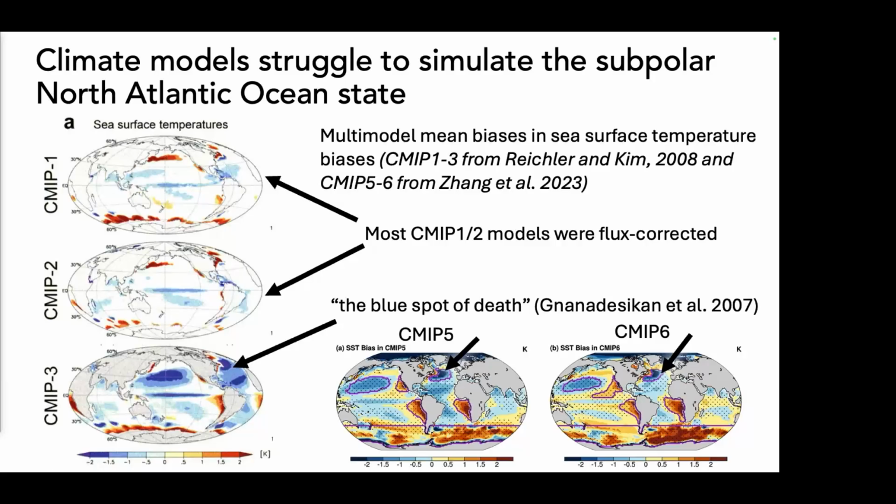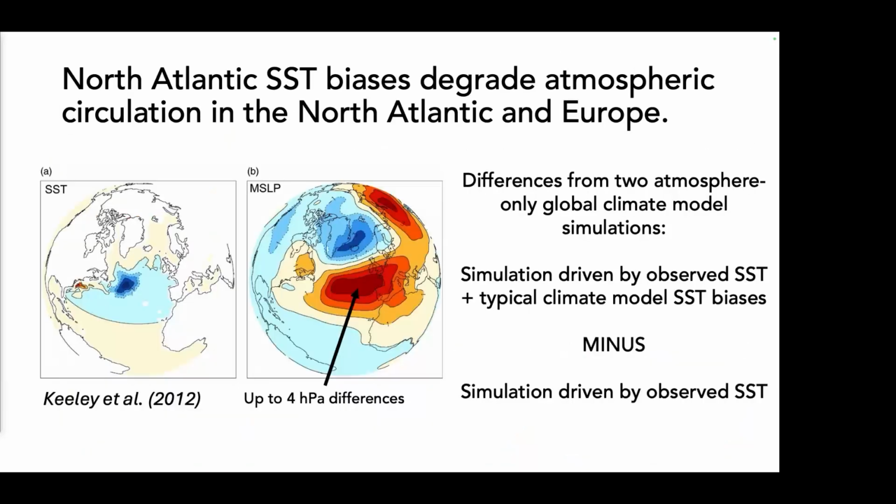But we should also first ask the question, does this matter? Is this going to impact our larger climate model simulation in a way that's going to make it worse for other folks who want to do climate impacts research? And the answer is yes. So what I've got here is a couple of figures from a paper by Keeley et al. in 2012. These are atmosphere-only simulations where they're forcing the atmosphere with two different sea surface temperature fields. The first is the sea surface temperature field from observations. The second is sea surface temperature observations plus what climate models typically get biased.